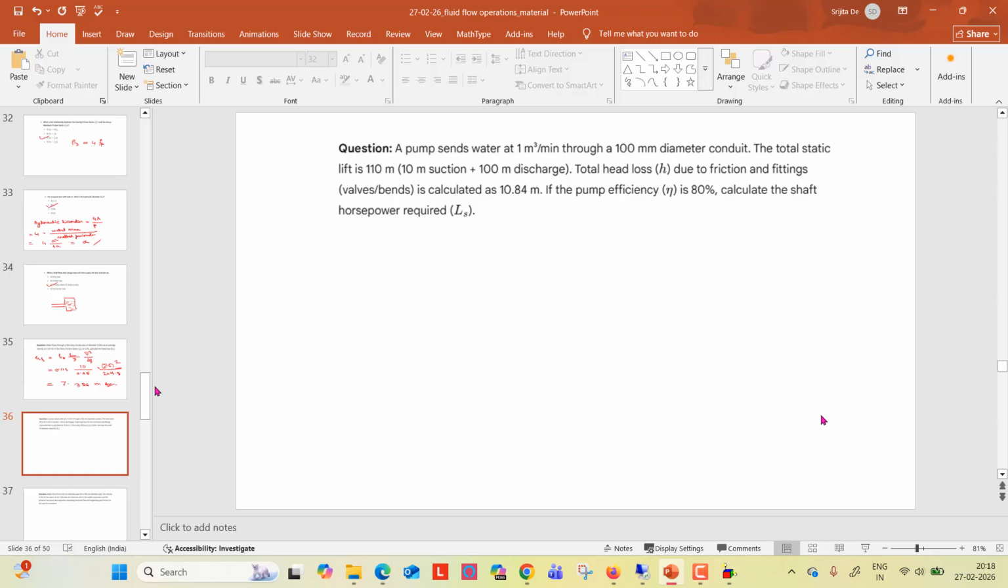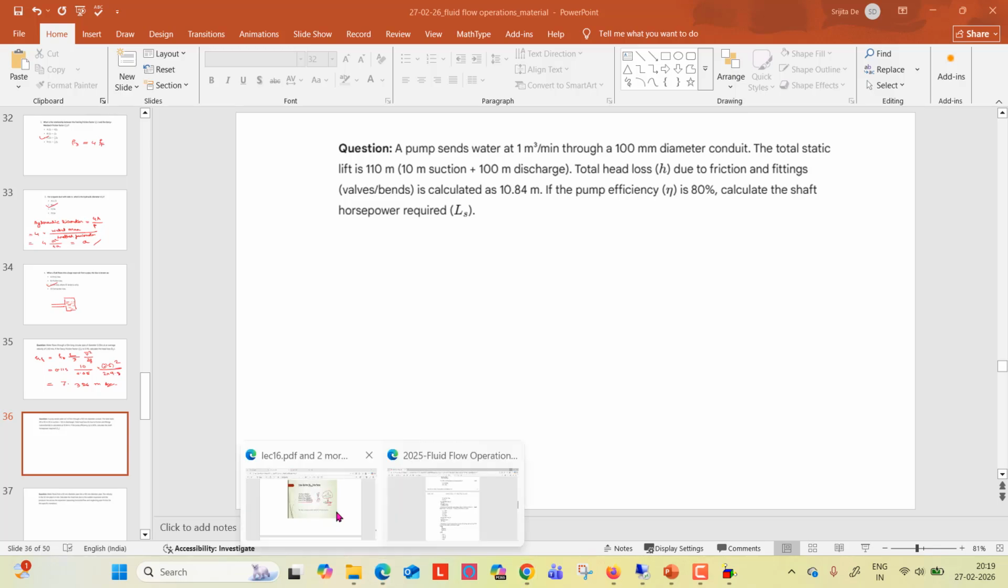A pump sends water at 1 meter cube per minute through a 10 millimeter diameter conduit. The total static lift is 110 meter, 10 meter suction plus 100 meter discharge. The total head loss due to friction and fittings is calculated to be 10.84 meter. If the pump efficiency is 80%, calculate the shaft horsepower required. So before that, we will go through the last chapter.